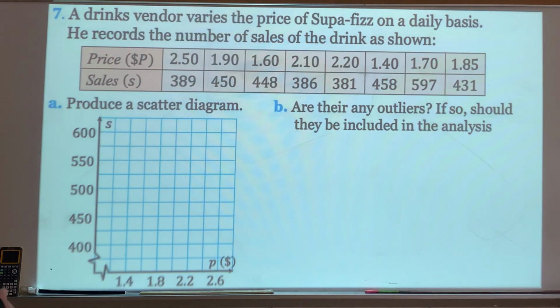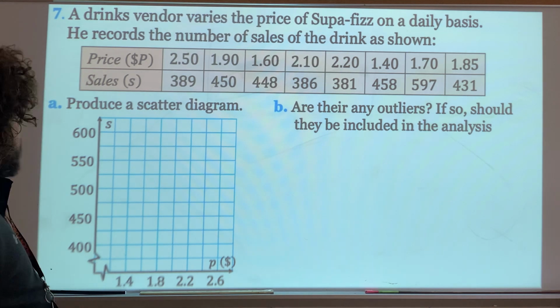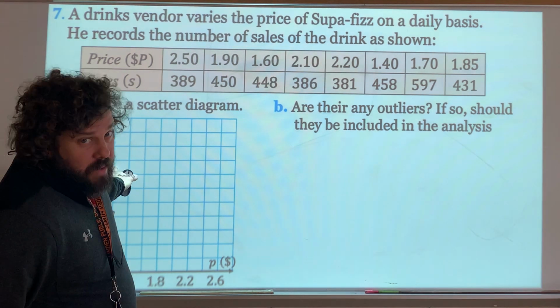All right. A drinks vendor varies the price of Superfizz on a daily basis. He records the number of sales of the drink as shown. Make your scatter diagram.